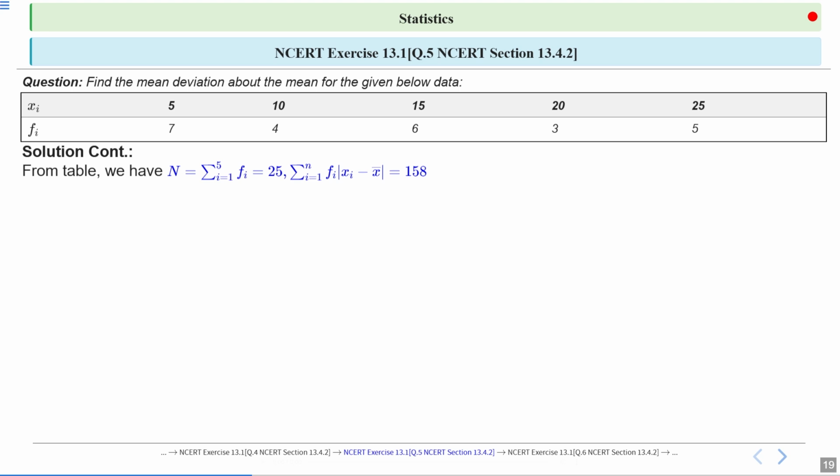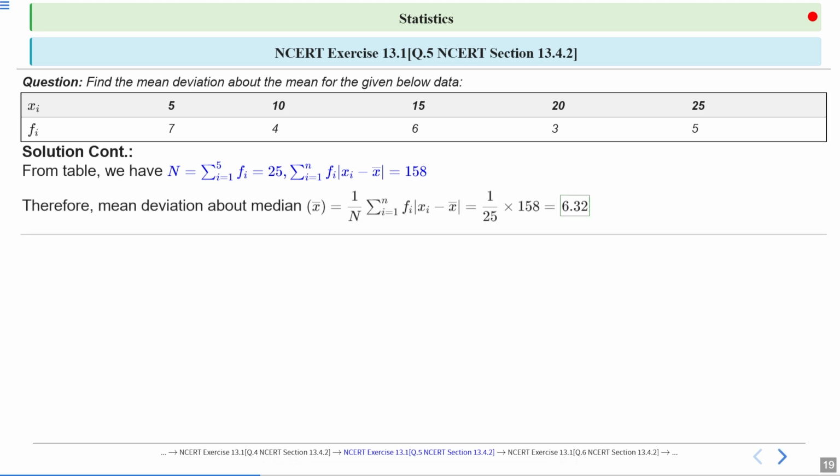From the table, we have n equal to summation i equal to 1 to 5 of f_i is 25, summation i equal to 1 to 5 of f_i multiplied with |x_i minus x bar| is 158. Therefore, mean deviation about the mean is equal to 1 by n summation i equal to 1 to n of f_i multiplied with |x_i minus x bar|. This is equal to 1 by 25 multiplied with 158, and this is simply equal to 6.32. So I hope this question is clear to all of you. Now let's move to the next question.